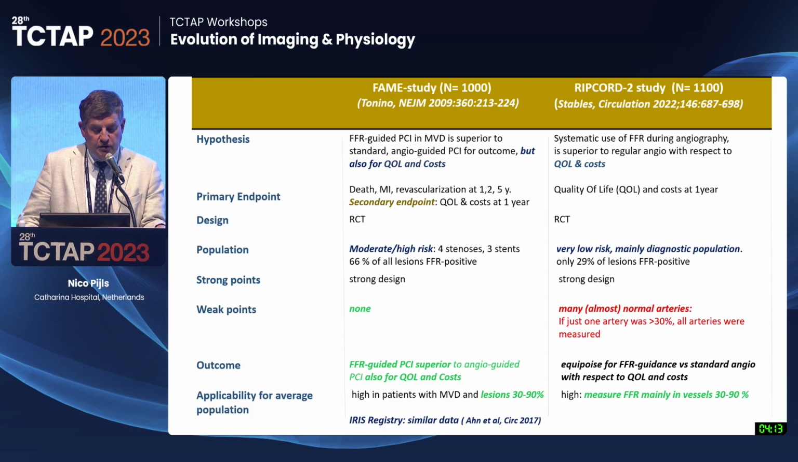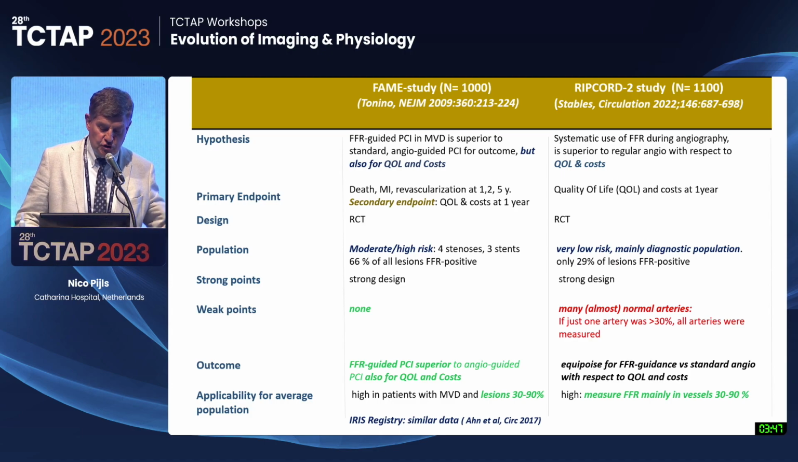In the FAME study, this was one of the secondary objectives. The design was in both a randomized controlled trial. The risk in the FAME study was moderate to high. The risk in the RIPCORD study was very low because it was mainly a diagnostic population with only 29% of the lesions FFR positive. And in fact, if just in one lesion there was a 30% stenosis, all arteries were measured. So many normal arteries were measured.